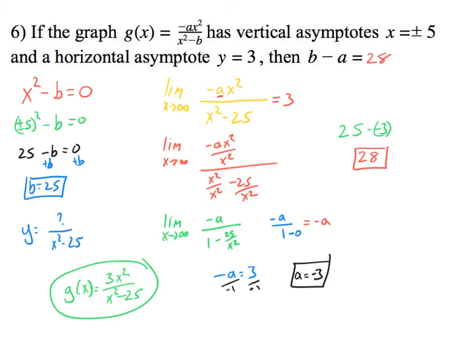A little bit tricky. You have to think outside the box. You have to think what makes the denominator equal 0 for the vertical asymptotes. You have to think of basically this little process to get the other piece. And voila.